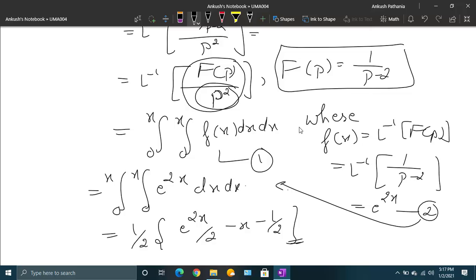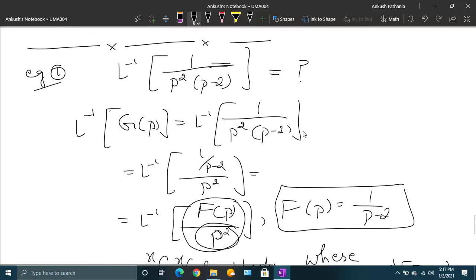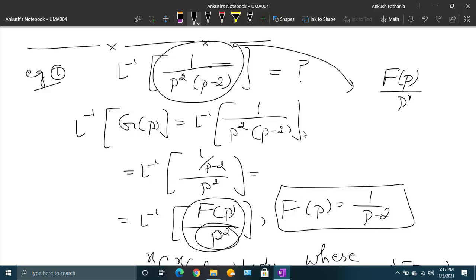So this is how in these types of Laplace transform problems, where you can use property number 5, you just have to identify whether you can write the given F(p) or G(p), whatever is given, in the form F(p) upon p raised to power n, such that this F(p) is easy to work with, because only this will give you f(x), as f(x) will be the Laplace inverse of F(p). So this F(p) should be an easy one so that we can work the problem easily.